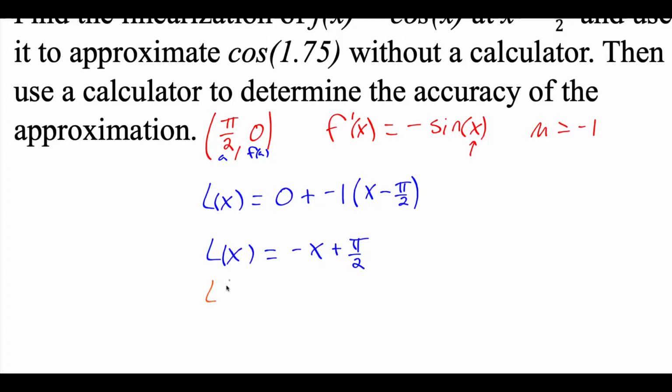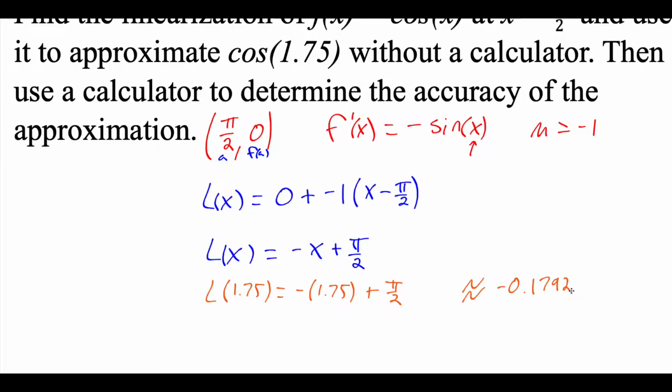Now remember, we want to use this linearization to approximate the cosine of 1.75. So we're going to do the linearization at 1.75. We're going to take that 1.75 and plug it in for our x in here. So this is going to say negative 1.75 plus pi over 2. Now if I were to get a decimal approximation there, this is going to be approximately negative 0.1792 if we round that off to 4 decimals.